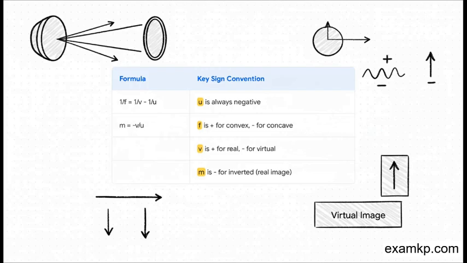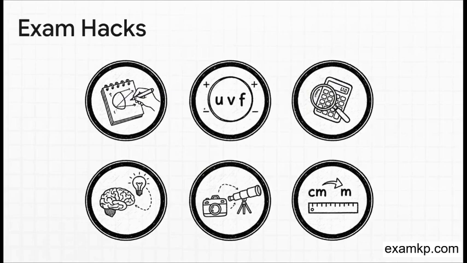You have the two essential formulas, the lens formula and the magnification formula. But the most important column is the one on the right, the sign conventions. u is always negative, f is positive for convex, negative for concave. v is positive for real, negative for virtual. And m is negative for an inverted real image. If you can burn this table into your brain, you've mastered the calculations.